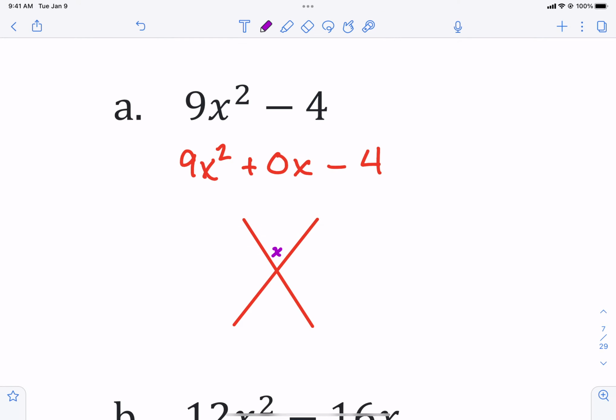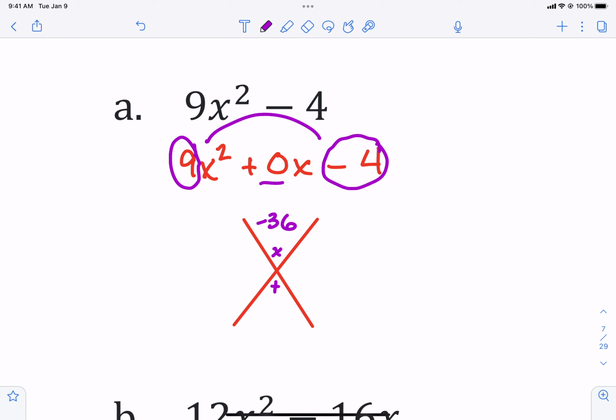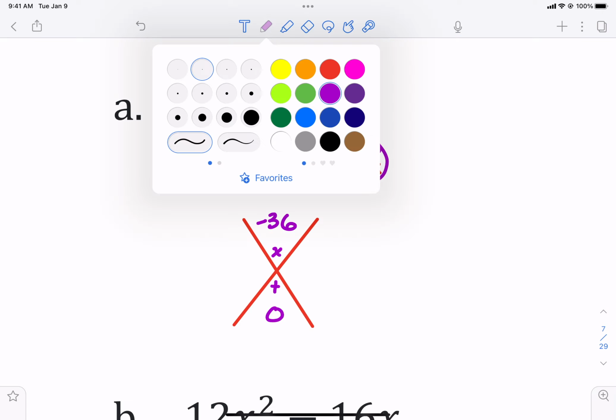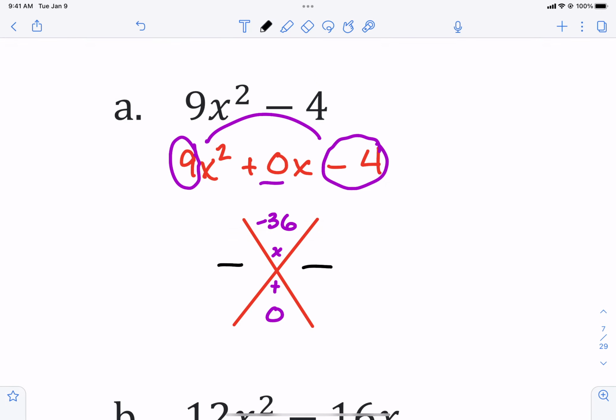Remember, the top number, the multiply number, comes from taking the number in front of the x squared and our constant term and multiplying them. 9 times negative 4 is negative 36. On the bottom, we're going to put 0. Then we want to make our fractions on the side. On the top of our fraction, we're going to have 9x over and 9x over. Now, we're looking for two numbers that multiply to give us negative 36, that add to give us 0.